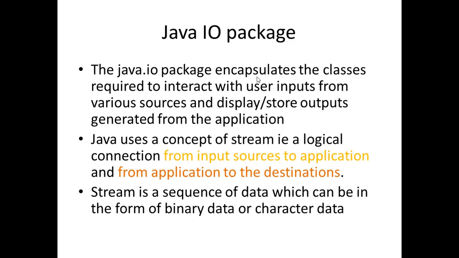Java uses a concept of stream, that is a logical connection from input sources to application and from application to the destinations. Stream is a sequence of data which can be in the form of binary data or it can be in the form of character data. So, based on whether the data which is transmitted or captured in the application is in a binary form or in a character form, the type of stream or the available classes are going to differ.